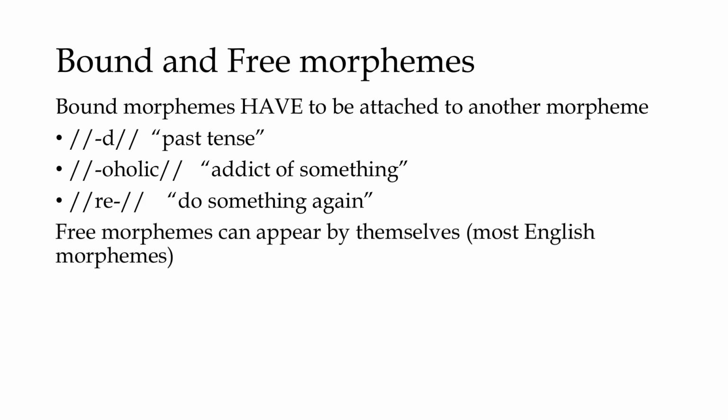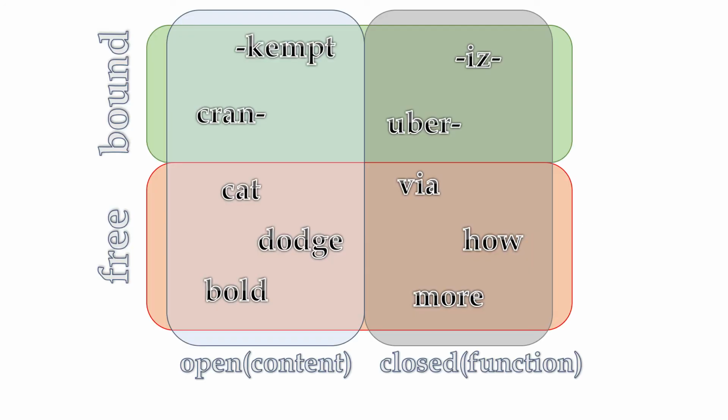Free morphemes can appear by themselves. So in English, almost all of our morphemes are actually free. We have a very small group of bound morphemes, but there's lots of languages, Turkish is an example, Russian is an example, where free morphemes are actually the minority and bound morphemes are the majority of morphemes in the language. And you can see in this chart I've divided it up between free morphemes and bound in one direction and open and closed in the other.